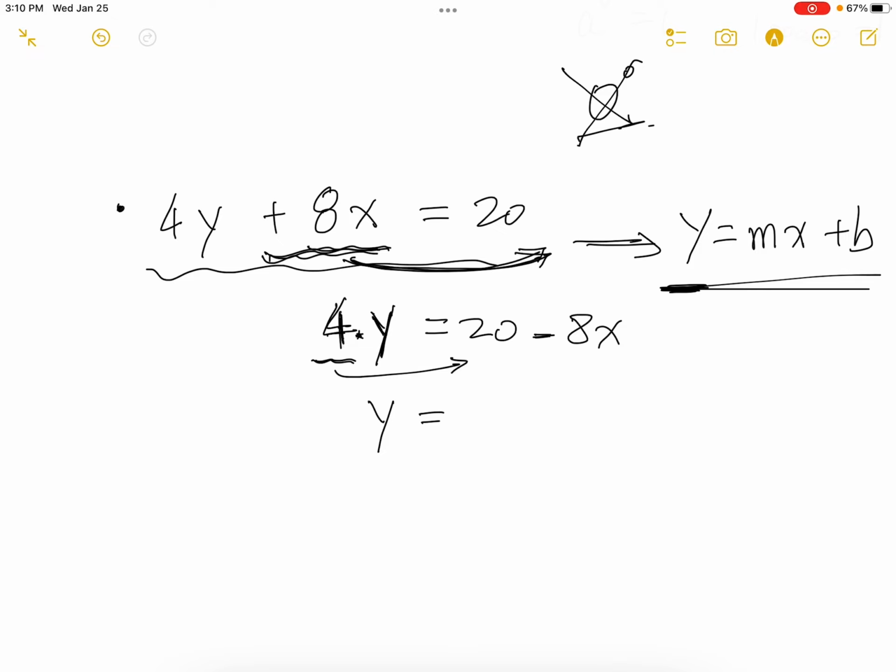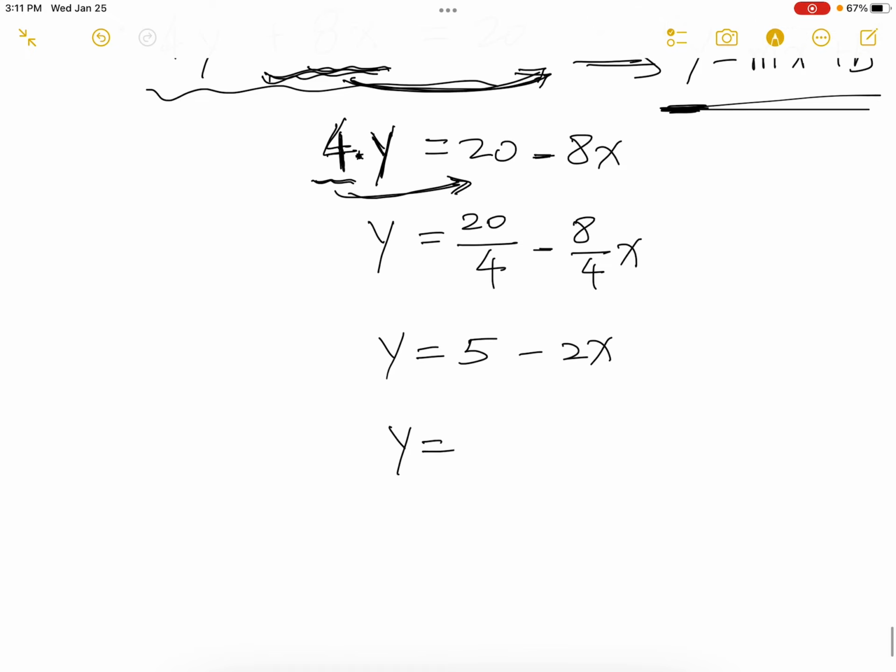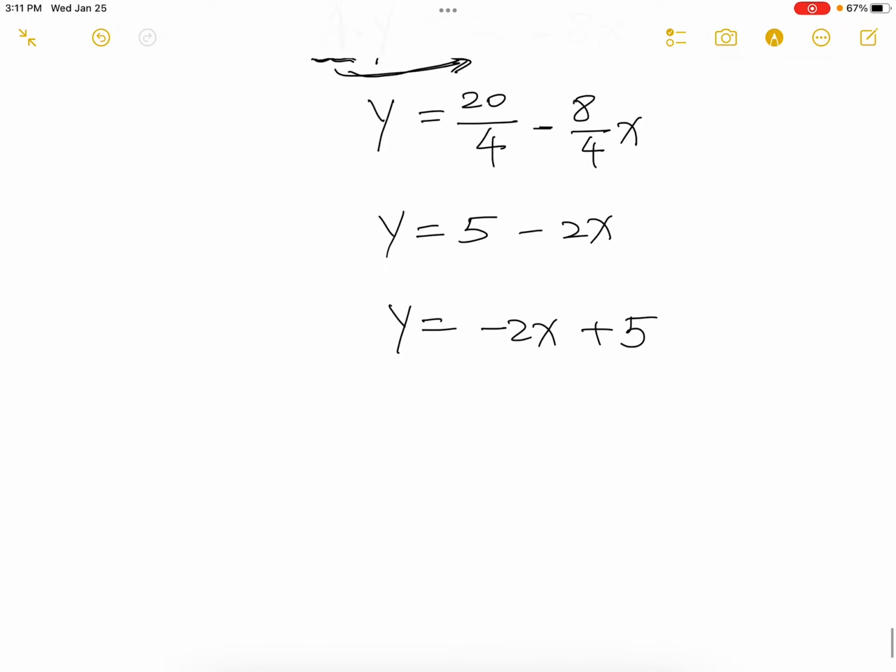So then since the operation for the 4 is multiplication here, when it gets over to the other side, it should be changed to the opposite, which is division. So instead of multiplying by 4, it should be dividing by 4, minus 8x divided by 4. So now if we solve for it, we get that. And in this case, we can rewrite it like minus 2x plus 5.